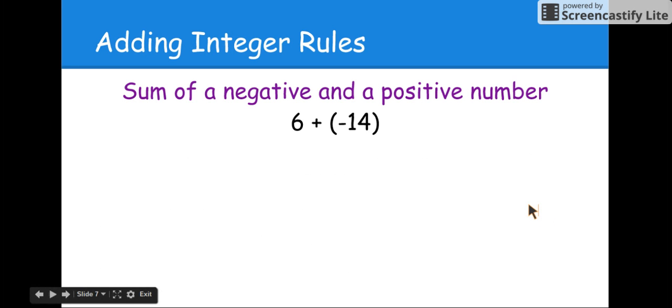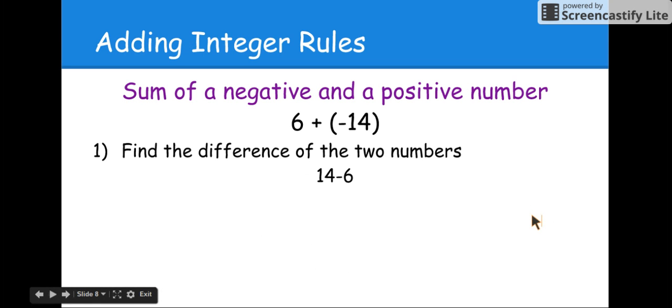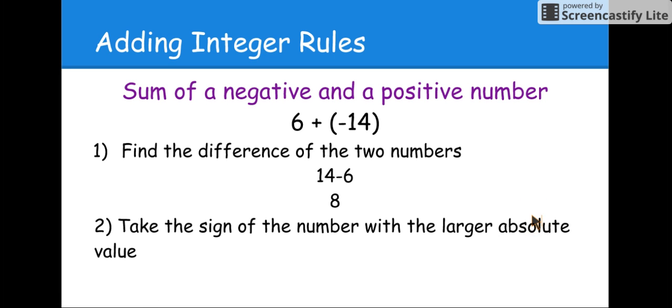So our first problem is 6 plus negative 14. Well, first, we find the difference of the two numbers. So we do 14 minus 6, which is equal to 8. Then we take the sign of the number with a larger absolute value. So we look at our two numbers, 6 and 14. Well, 14 has a greater absolute value, and 14 is negative. So that means our answer is negative 8.